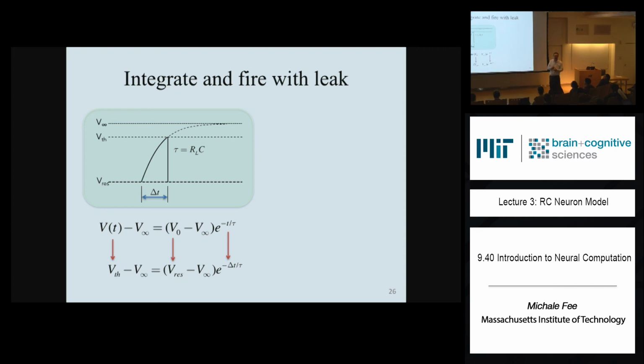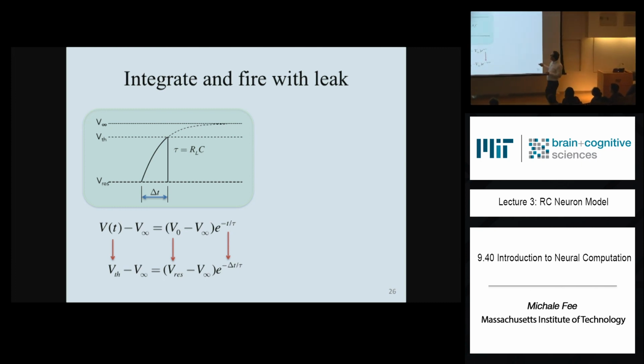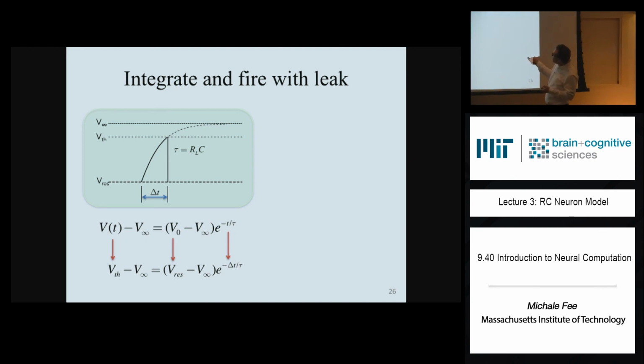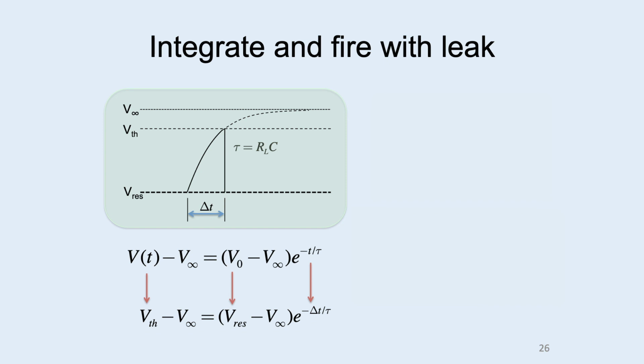Everyone see what I just did? We're just calculating this time that it takes the neuron to relax exponentially from V reset to V threshold. Okay? We know all these quantities, so we just stick them into this equation. And what do we solve for?